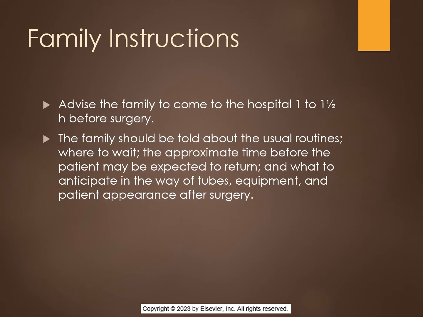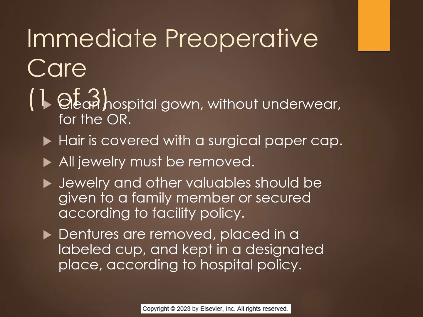Advise the family to come to the hospital 1 to 1.5 hours before surgery. The family needs to be told about the usual routines, where to wait, the approximate time before the patient is expected to return, and what to anticipate in the way of tubes, equipment, and patient appearance after surgery. A warning about occasional delays in starting surgery can help keep the family from becoming excessively anxious if the patient is not back at their expected time.